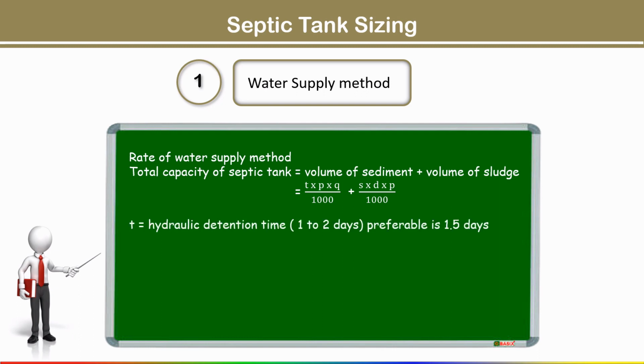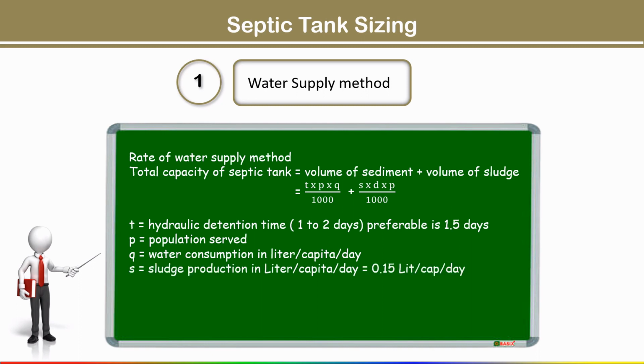T is the hydraulic detention time. How much do we have to take? 1 to 2 days, preferably 1.5 days. Small p in this formula is the population served. Then small q is water consumption in liter per capita per day. Capita means per person.